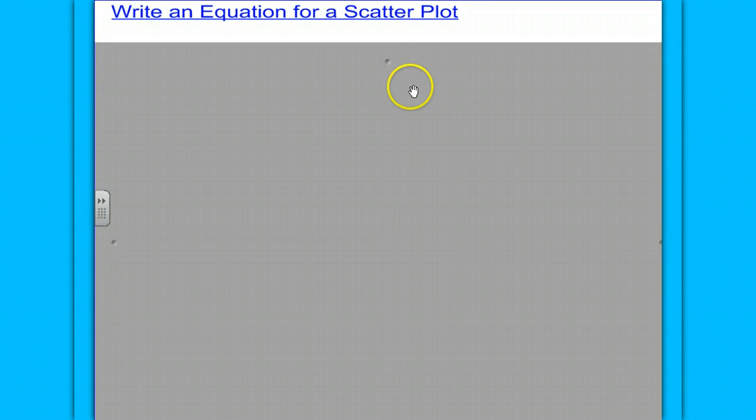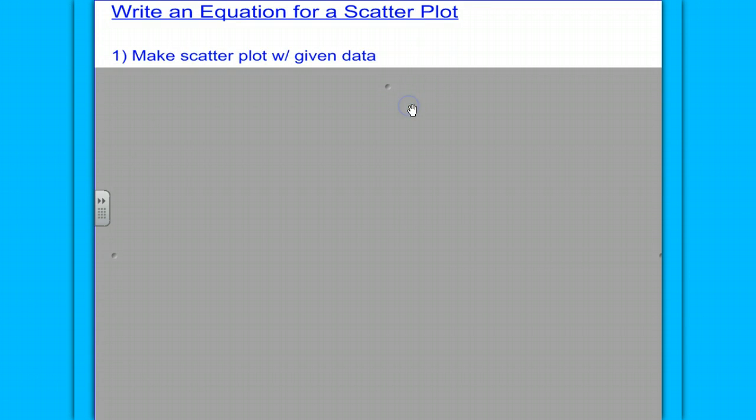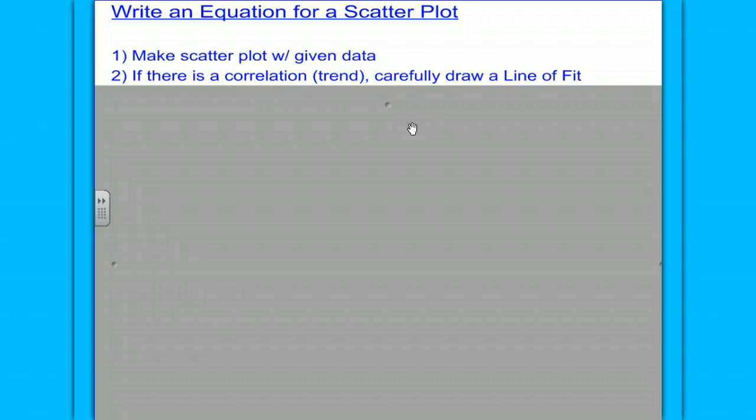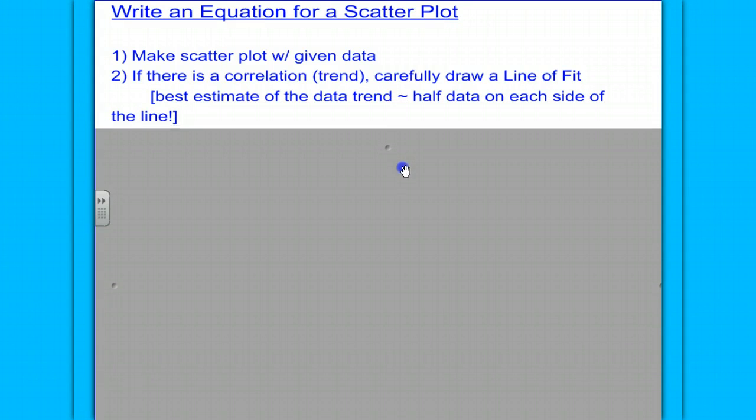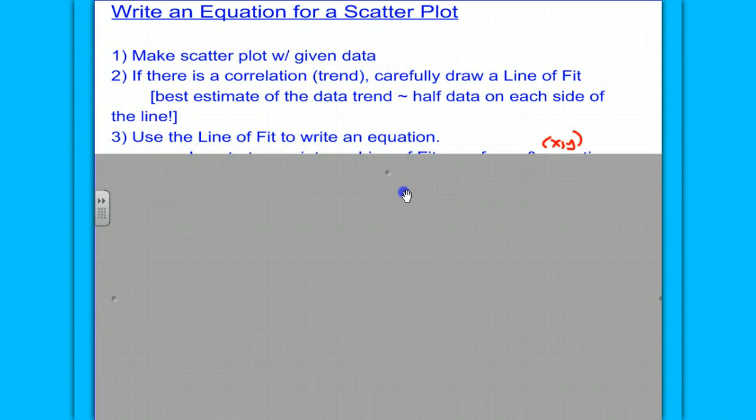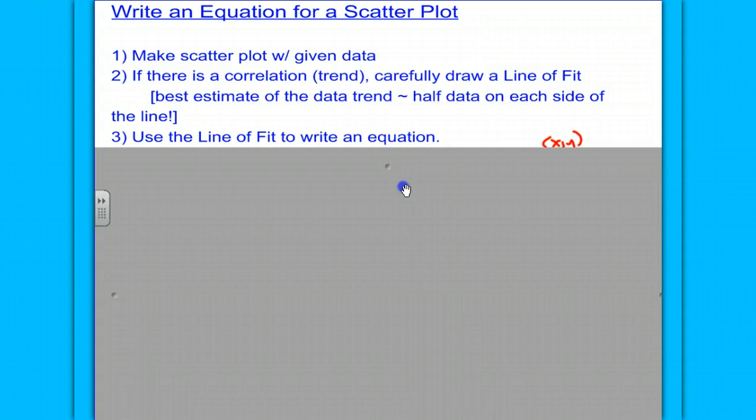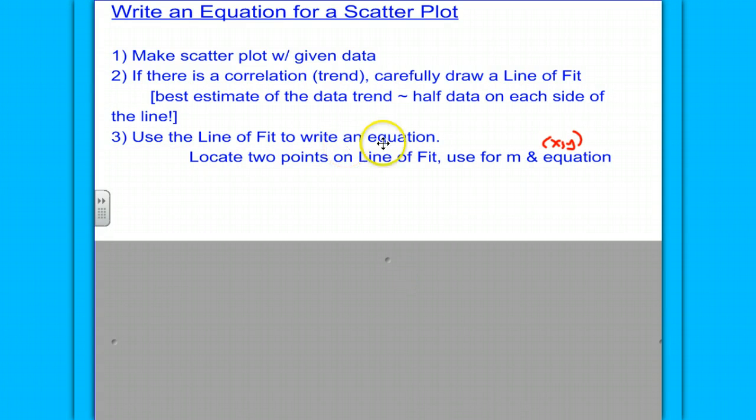So the steps to writing an equation for a scatter plot are: make a scatter plot with the data on graph paper, right? If there is a correlation, draw your line of fit. And then step 3 would be use the line of fit to write an equation. Locate 2 points on the line of fit so you can find m and write your equation using point slope or slope intercept, whichever form you like.